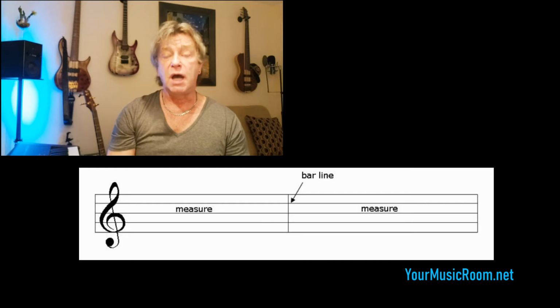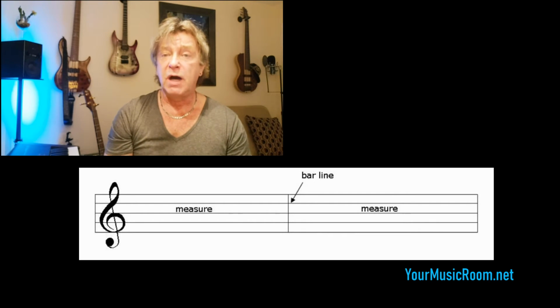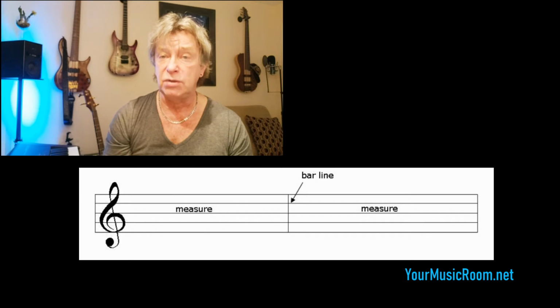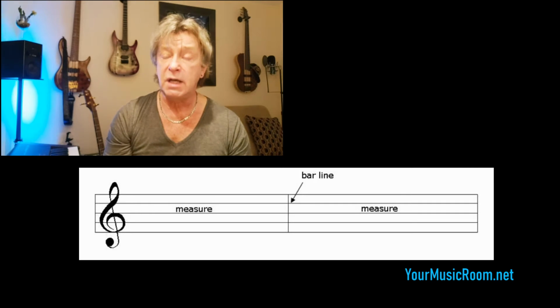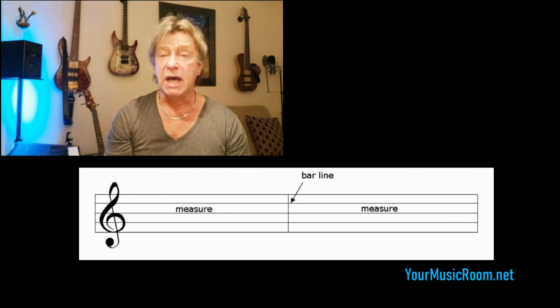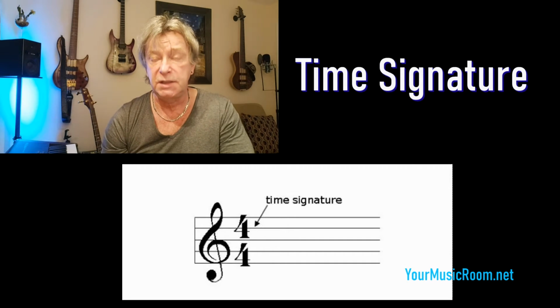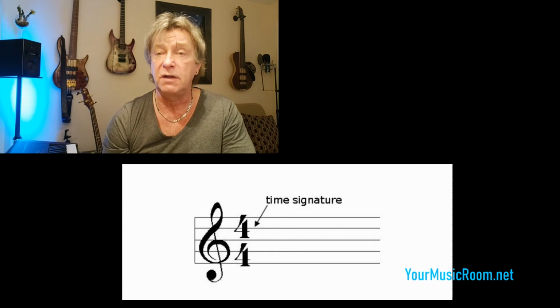The question is how many notes we can put in the measure. Well, it's not a matter of how many notes we can put in the measure, but how many beats we can put in the measure. And that brings us to a very important sign that we call a time signature. The time signature is two numbers that sit on top of each other and are written right at the beginning of the music staff after the clef.